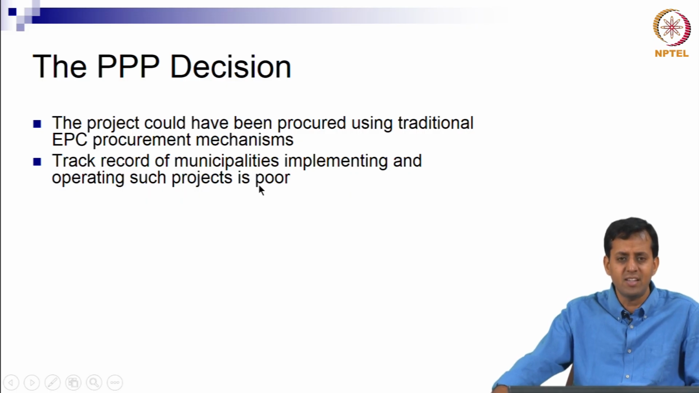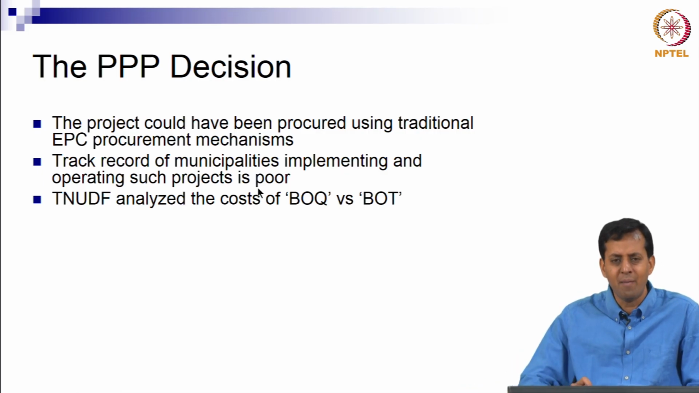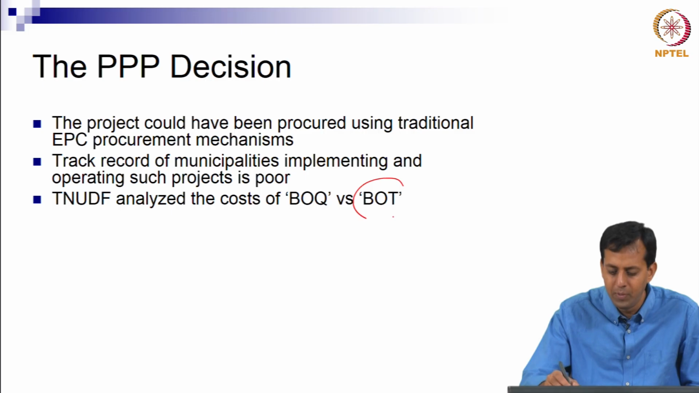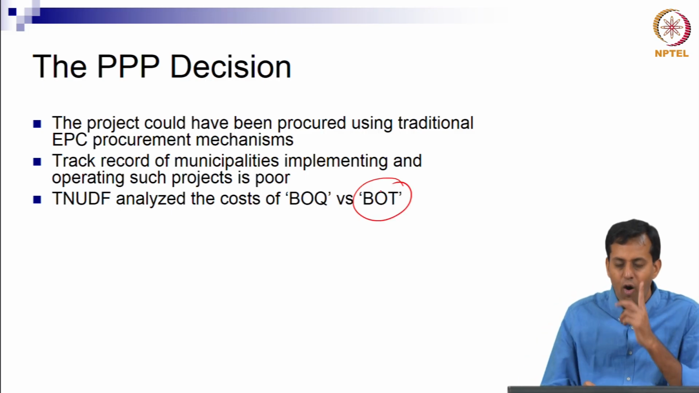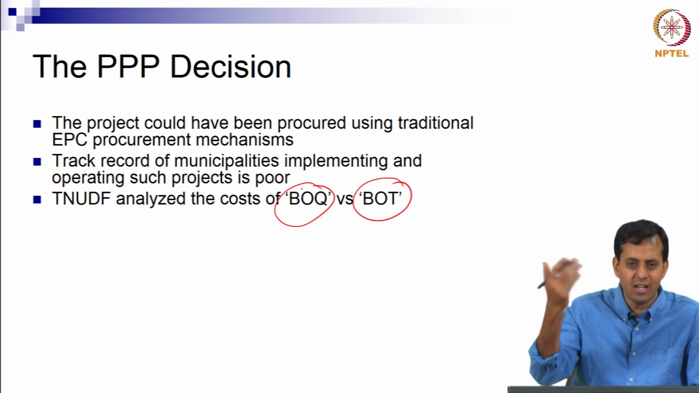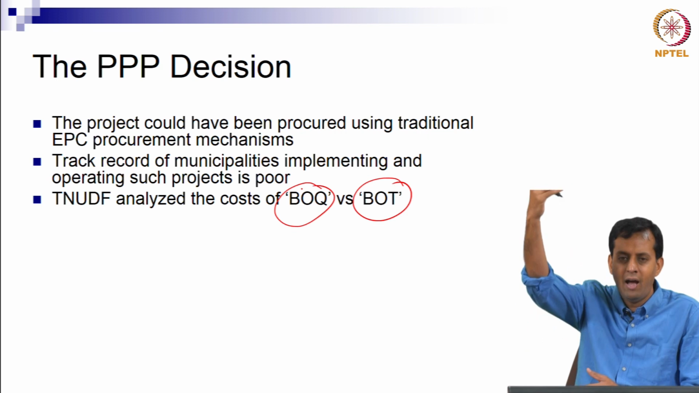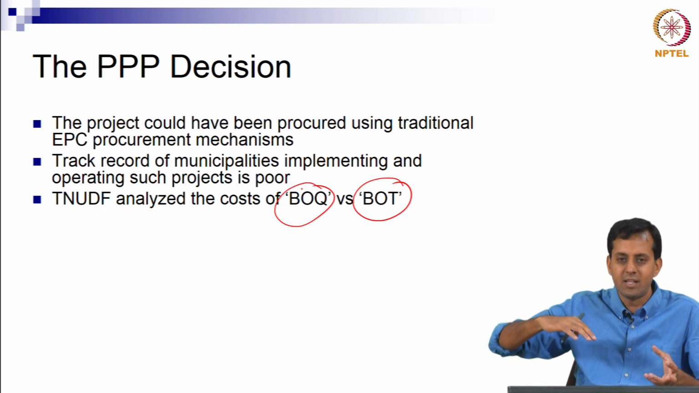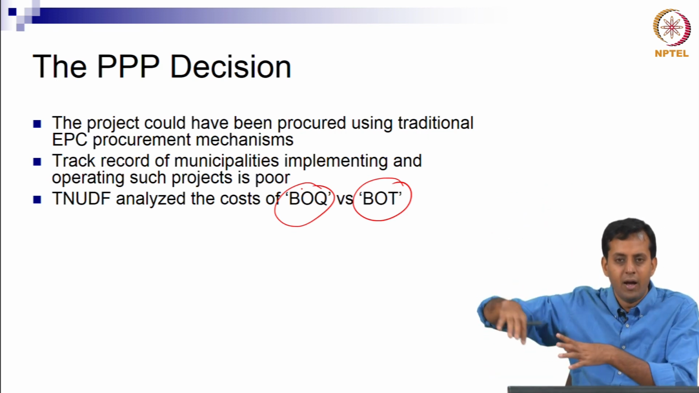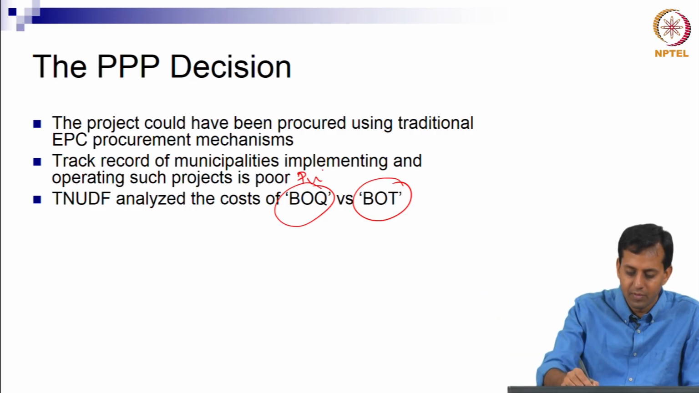And municipalities such as Alandur, small municipalities, etc. So TNUDF said, okay, let us perhaps look at what would happen if we did this BOT, which is called the private sector, or BOQ, which means bill of quantities, right, which is just another way of saying that the public sector would procure, because the public sector would then have created a bill of quantities, raised some funding, used some funding to buy and implement those quantities and run the project. So this is public and this is private, okay.